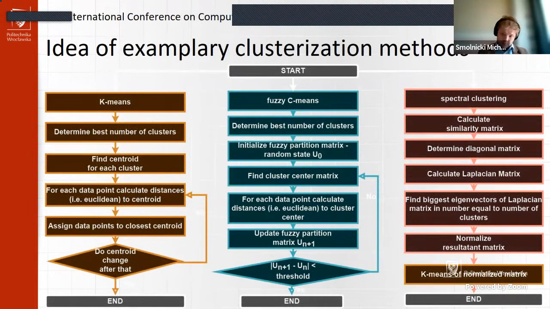Here is just a block schema of 3 methods that I used in my preliminary research. I checked K-means, of course, to have some comparison, and I checked one fuzzy approach, which is fuzzy C-means, very similar to K-means, but with the fuzzy approach. So one data point is not necessarily in only one cluster, but rather has a percentage probability of belonging to a given cluster. And also spectral clustering, which has some pluses, like it is better at recognizing more convex clusters, and it pays off, let's say.